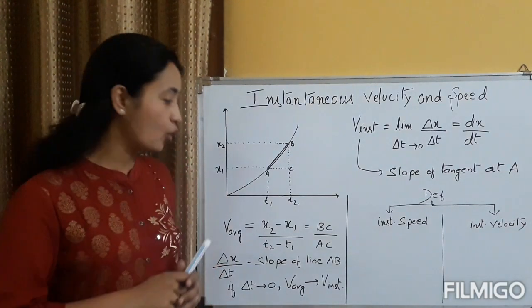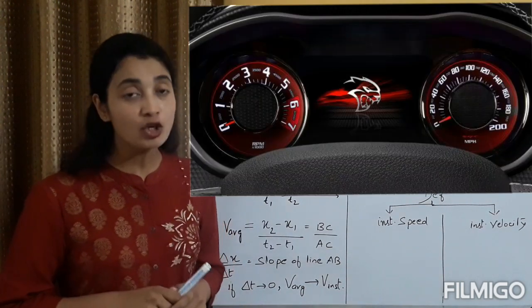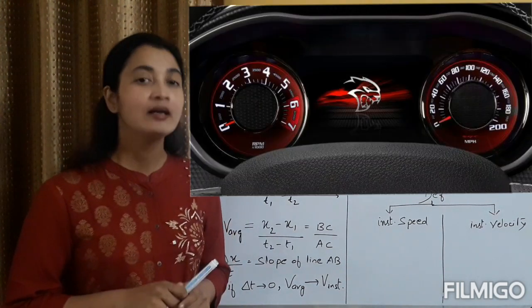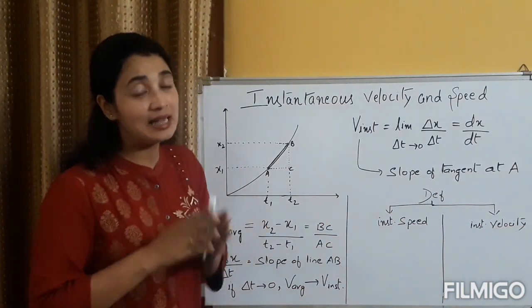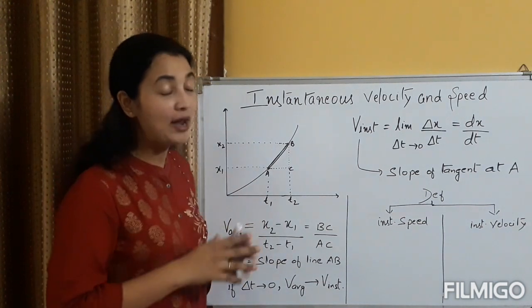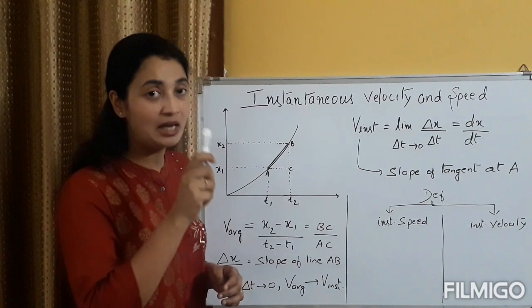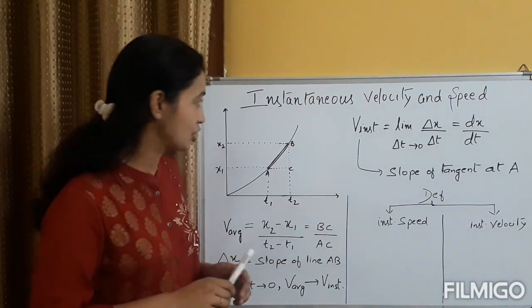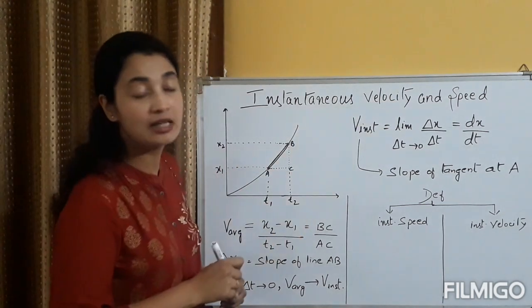I want to ask a question. Have you ever wondered what the speedometer of a vehicle measures? Yes, today we will try to find out exactly the answer for it. Even though I know you know it, it is the instantaneous speed which the speedometer of a vehicle measures. Let us see what is instantaneous velocity and instantaneous speed.